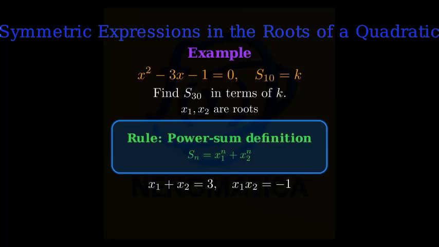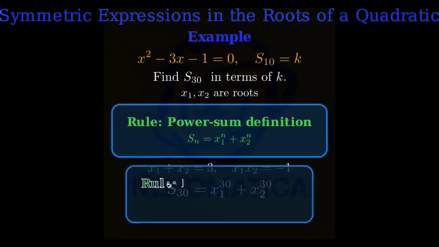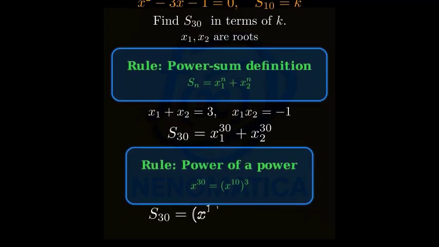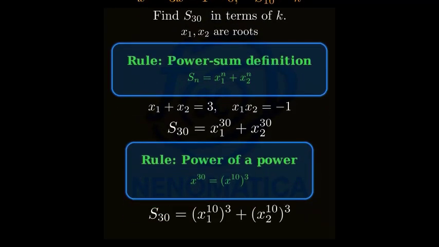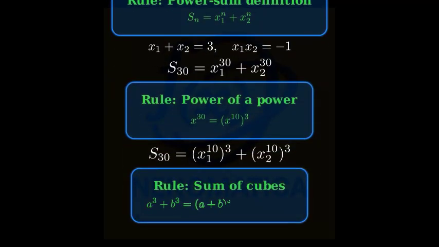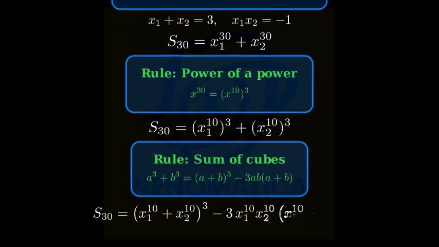Step 1. Write S30 using the definition. S30 equals x sub 1 to the 30 plus x sub 2 to the 30. Step 2. Notice that 30 equals 3 times 10. Therefore, x to the 30 is the cube of x to the 10. We rewrite S30 as the sum of two cubes. Step 3. Apply the sum of cubes identity. a cubed plus b cubed equals the quantity a plus b cubed minus 3ab times a plus b. Here a is x sub 1 to the 10, and b is x sub 2 to the 10.